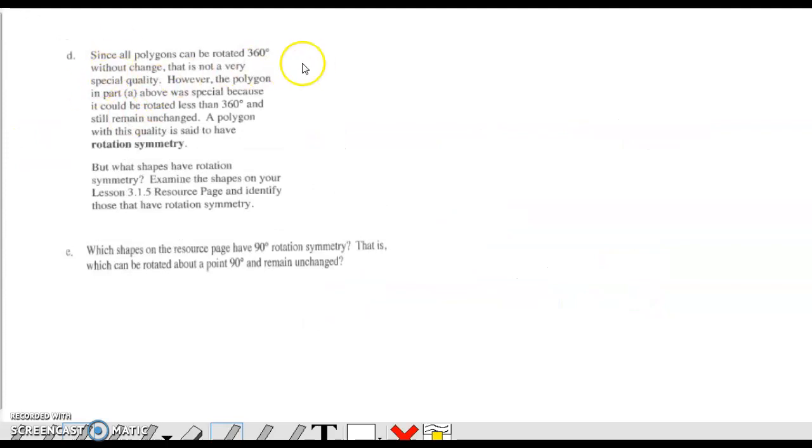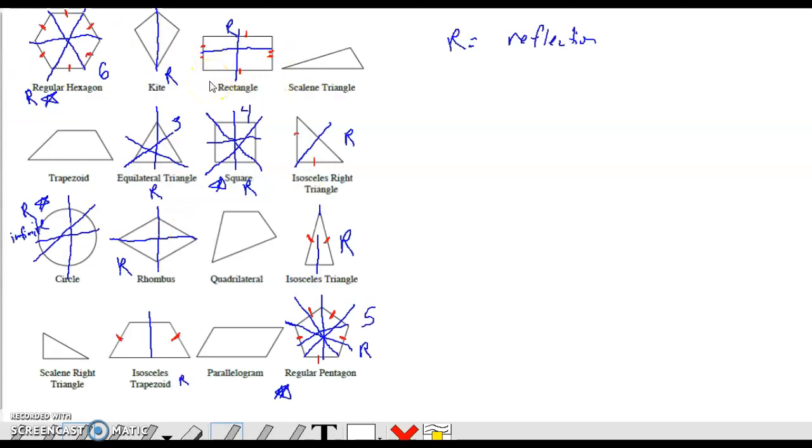So again, this is what we want to do. Since all polygons can be rotated 360 without change, that's not really special, okay? But if you can rotate less than 360 and still remain unchanged, it has rotation symmetry. So I want you to make sure that you copy that down, okay? And that is why we can go back to this slide and say that a shape has some reflection symmetry, or it could also have rotation symmetry, okay?